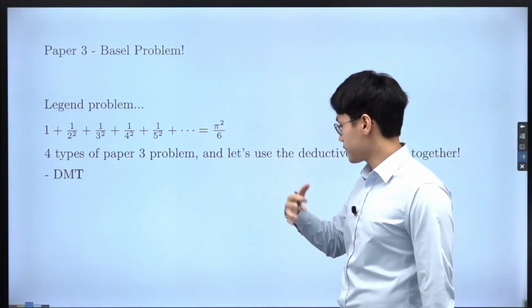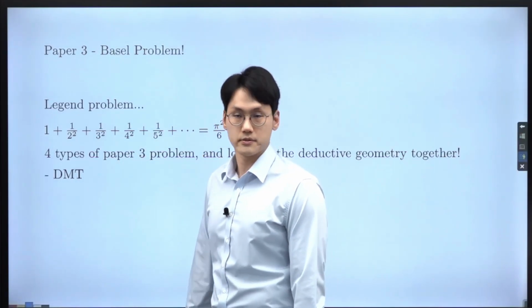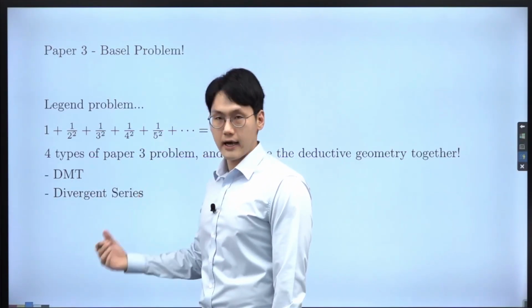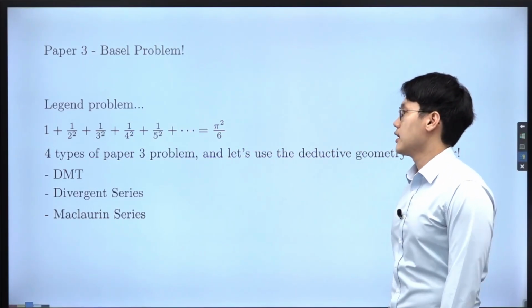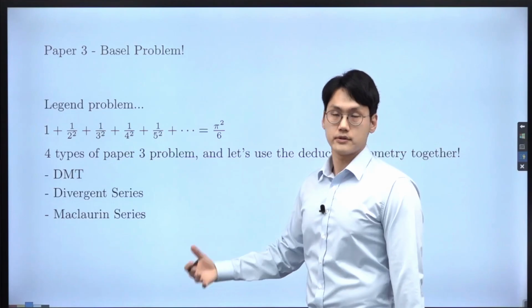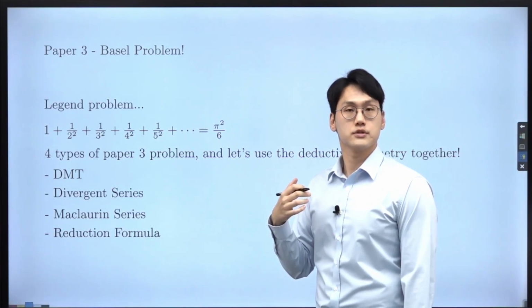Okay. So the first problem I'd like to associate with De Moivre's theorem from complex numbers. The second one, I would like to use something called the divergent series, which is also something to do with complex numbers. The third one, I'd like to use calculus with the Maclaurin series. And the fourth one, I would like to use the reduction formula using integration by parts.